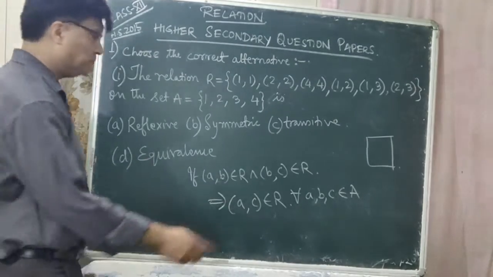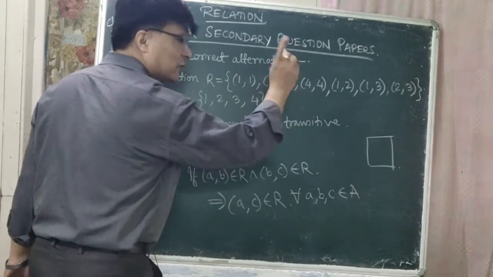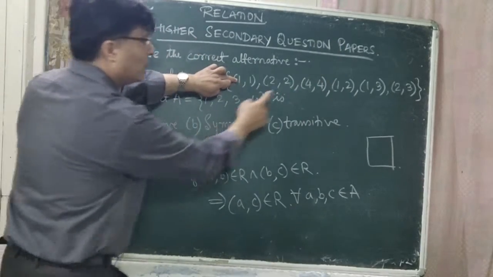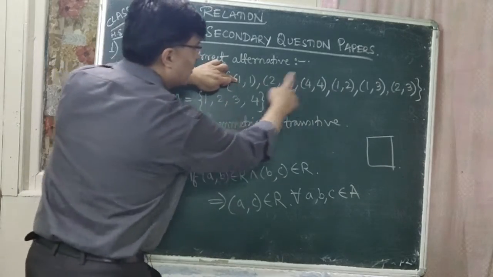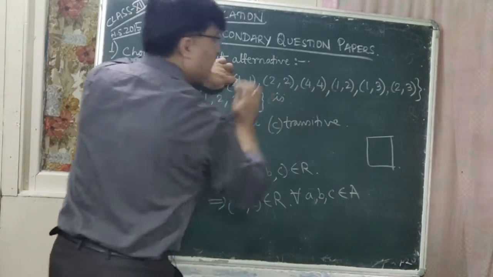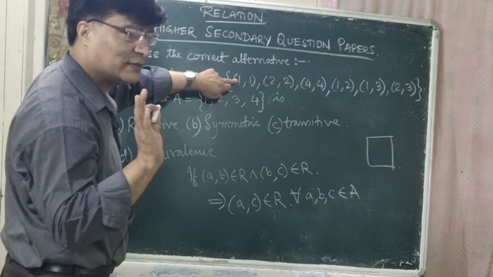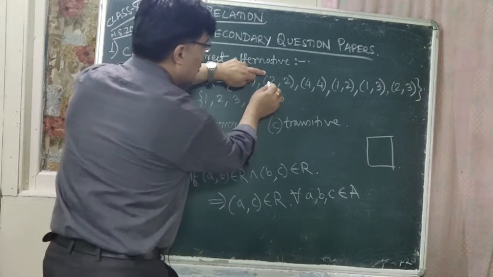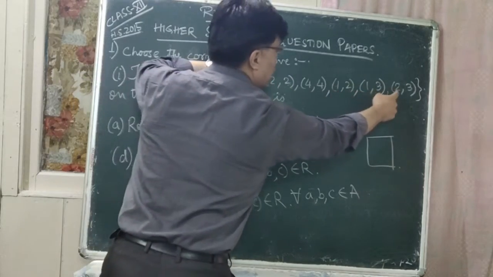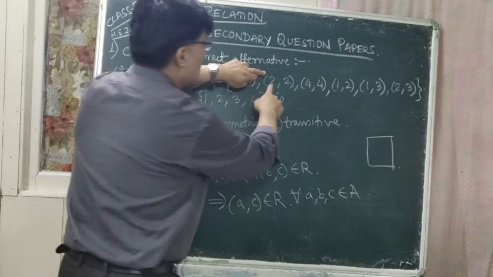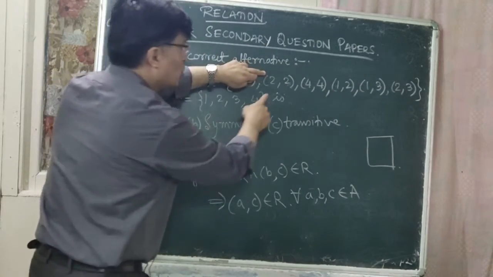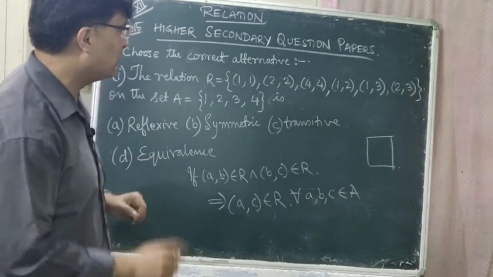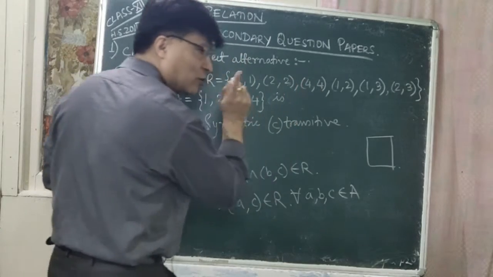So now let us check it. If 1 comma 1 is there, there should be 1 comma something number. 1 comma 1 is there, 1 comma 2 is there. That means 1 comma 2 should be there. It is here itself, 1 comma 2. So it is transitive. Is that clear? Next, 2 comma 2 is there. There should be 2 comma 3. Yes, it is there. 2 comma 2 is there, 2 comma 3 is there. So 2 comma 3 should be there. It is there, isn't it? So it is transitive. Now let's check the next one.